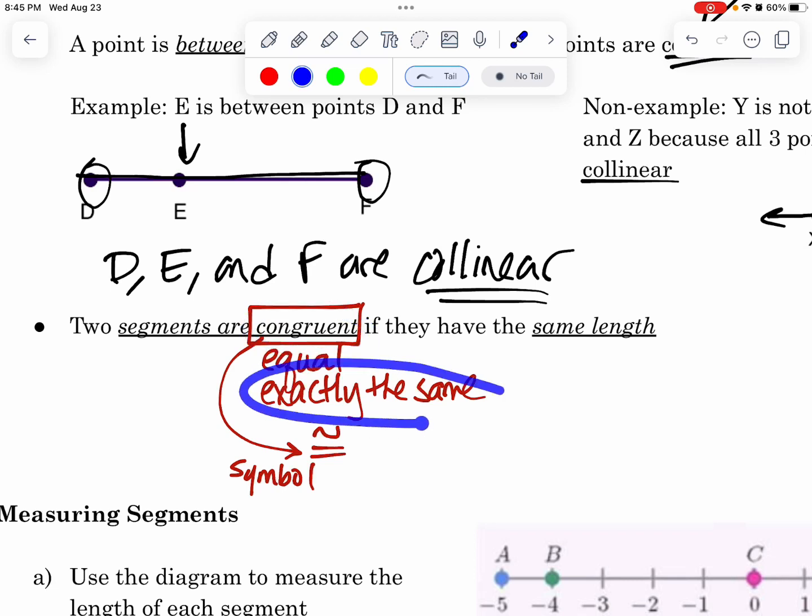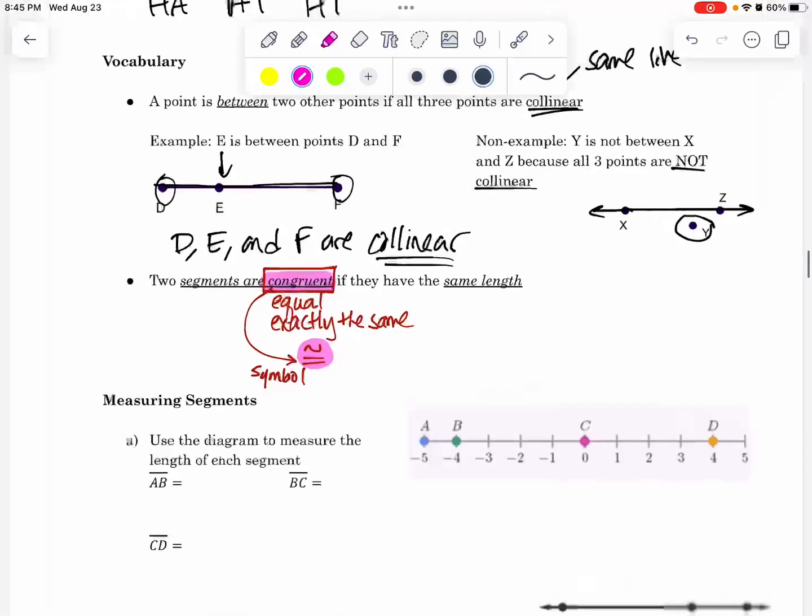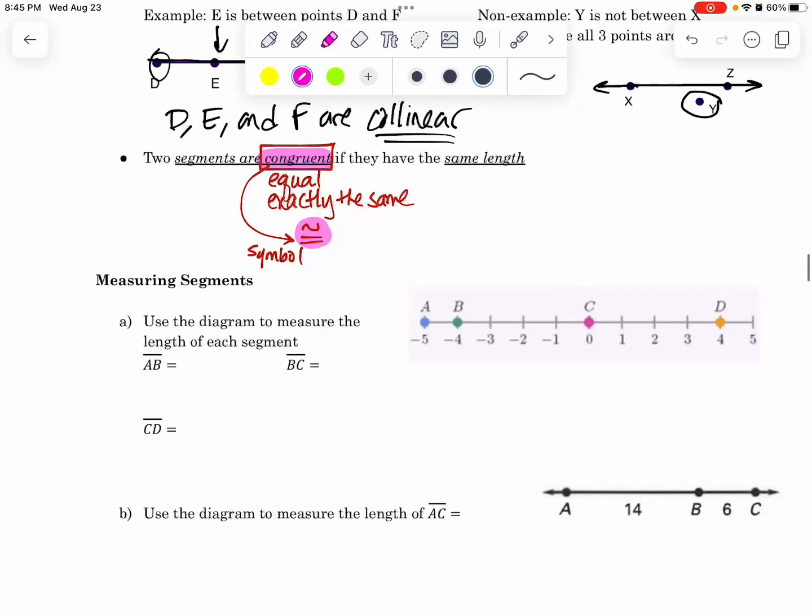It means they are exactly the same, and we have a symbol for it that I need you to make sure that you're comfortable using and identifying. Okay, this symbol means congruent. So let me do a couple practice problems, and then I'll save a couple more for us to talk about during class. But it says use the diagram.